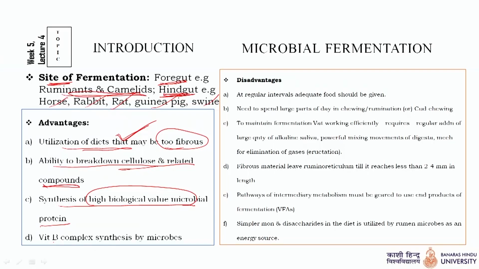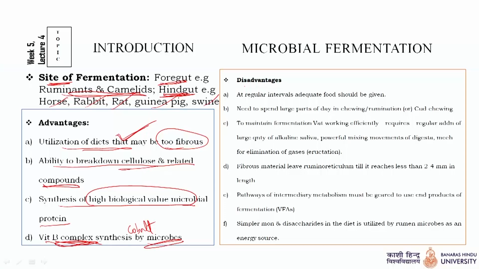The next is that if you supply sufficient cobalt, the microbes can synthesize vitamin B12, that is cyanocobalamin, and the vitamin B complex. So these are some of the advantages I discussed of being a ruminant animal.